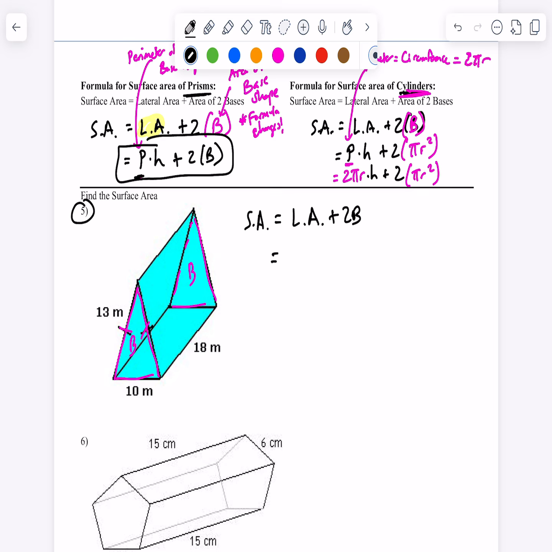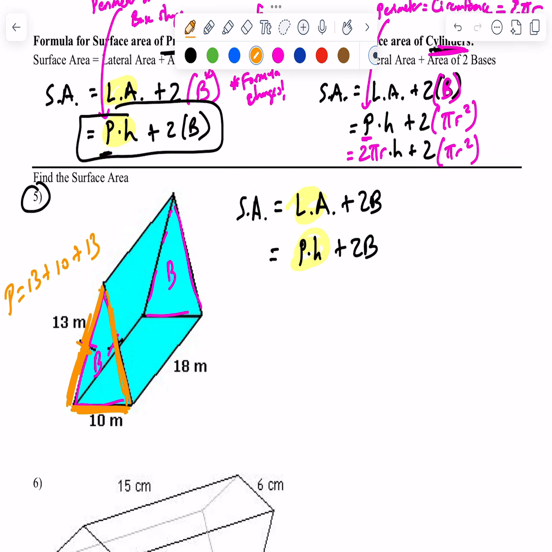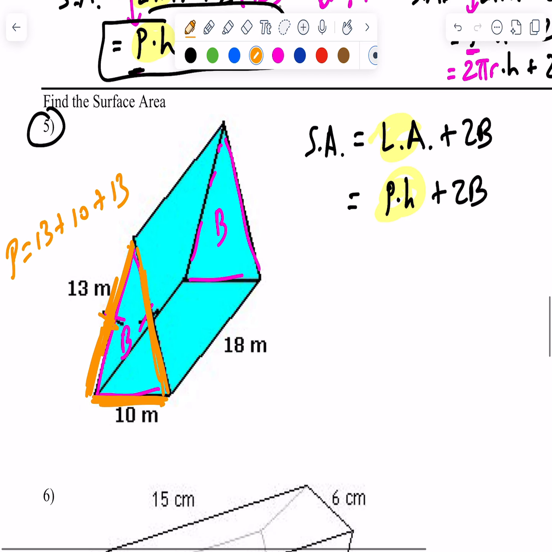But instead, now we realize that the lateral area, this thing right here, is really just the perimeter of the base shape times the height. Okay? So let's just figure out, what is the perimeter? Well, it's this 13 plus this 10 plus this 13. The perimeter equals 13 plus 10 plus 13, that is 36 meters.